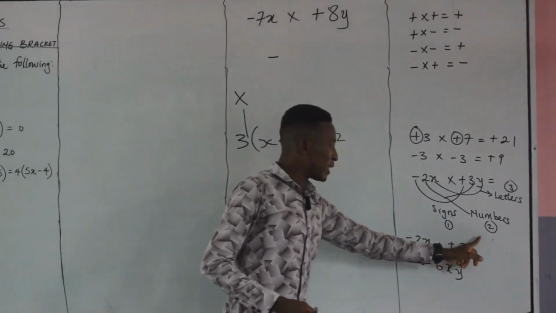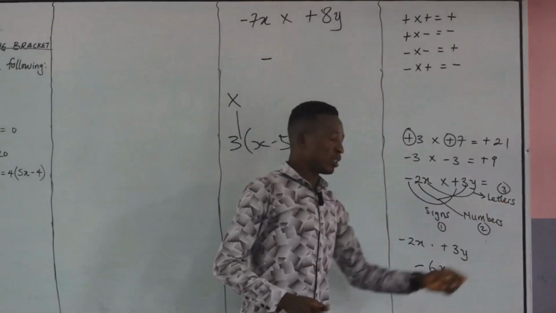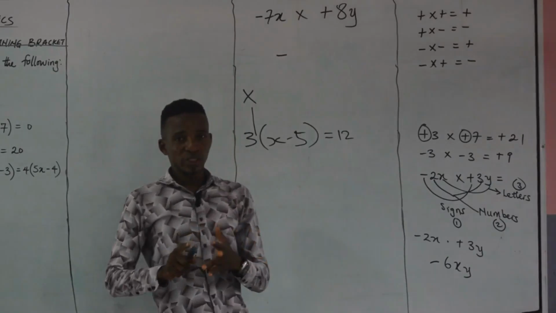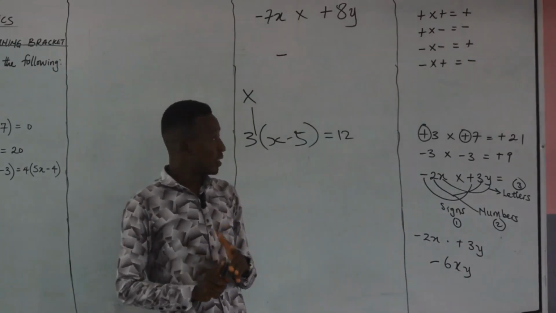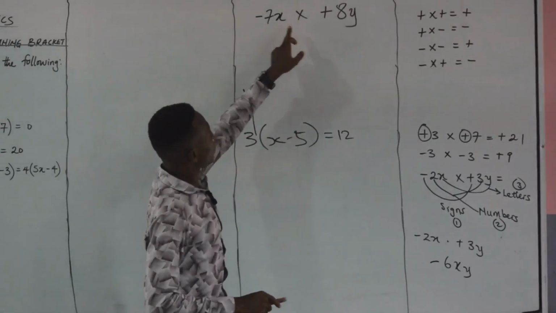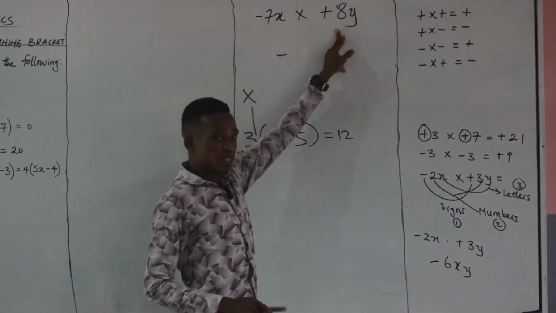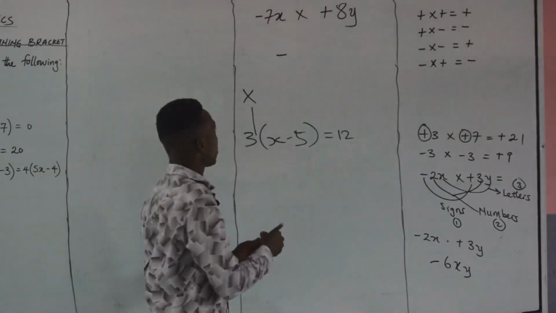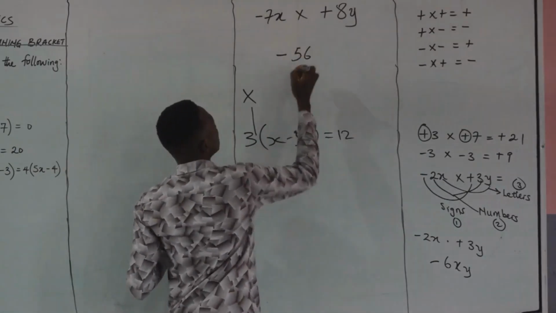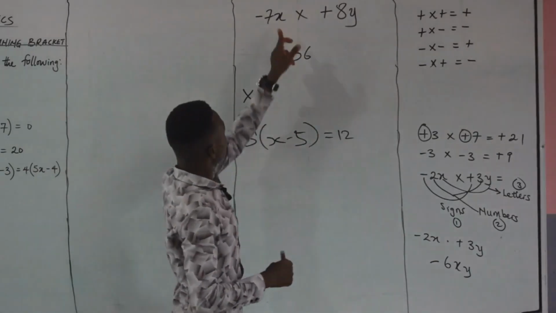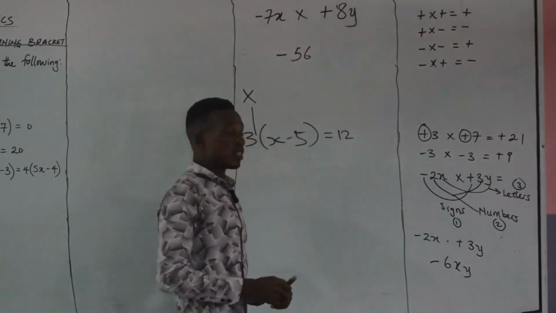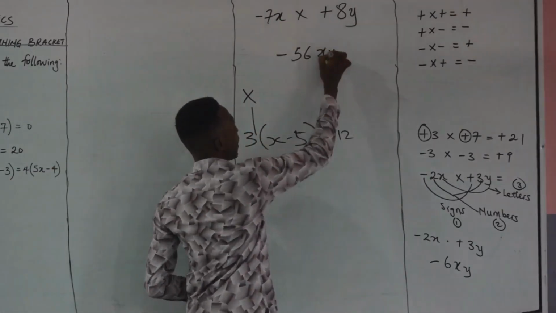Just like the way I've numbered it here: 1, 2, 3. Number 1 is the sign, number 2 is the number, number 3 is the letter. So let's take the signs here now. Minus times plus gives us minus. Then 7 times 8, which is the second one, the number. 7 times 8 gives us 56. Then the third one is the letters x and y. When you multiply them together, it gives you xy.